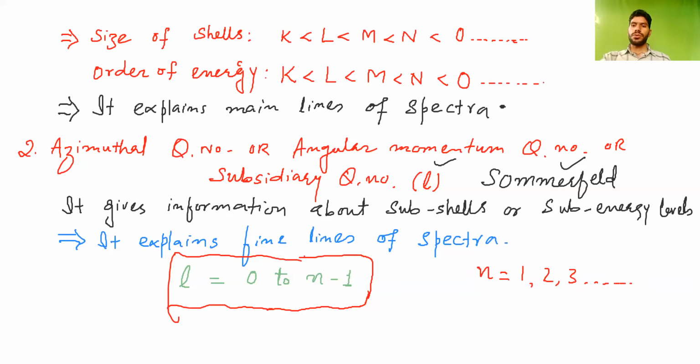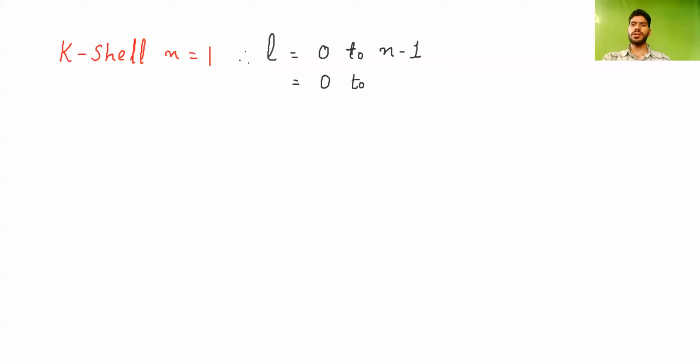Okay. So first, let's see the K shell, that is your first shell. Can you tell me what is the value of n for K shell? It is 1, right? Therefore, can you tell me what will be the value of L, the azimuthal quantum number? L means 0 to n minus 1, right? Here n is 1, so 1 minus 1 is 0.